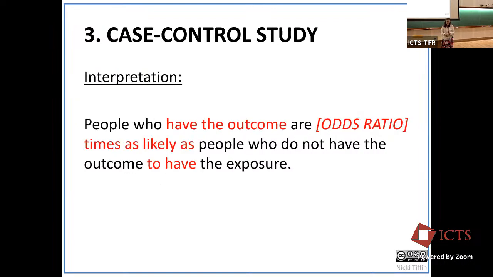So if I read through that, imagine you have an odds ratio of 2 or 3. An odds ratio of 3 would be quite high. People who have the outcome are 3 times as likely as people who do not have the outcome to have had the exposure.